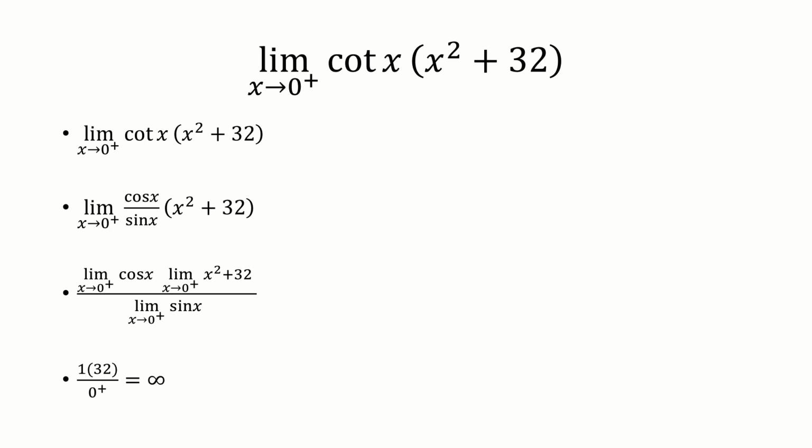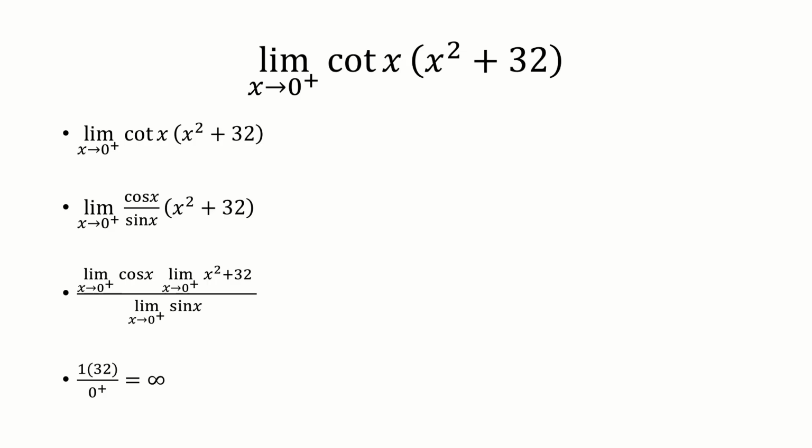And the denominator, this one's a little tricky. We know that sine of x, as x approaches 0, will go to 0. But when we're approaching it from the right of 0, sine is going to be coming in from the positive direction. So it's going to go to 0, but from the positive direction.